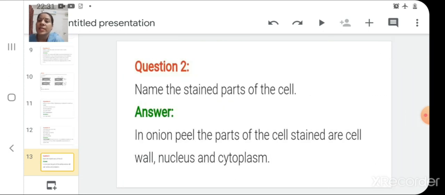Now the next question is, name the stained parts of the cell. In an onion peel, the parts of the cells stained are the cell wall, nucleus and cytoplasm.